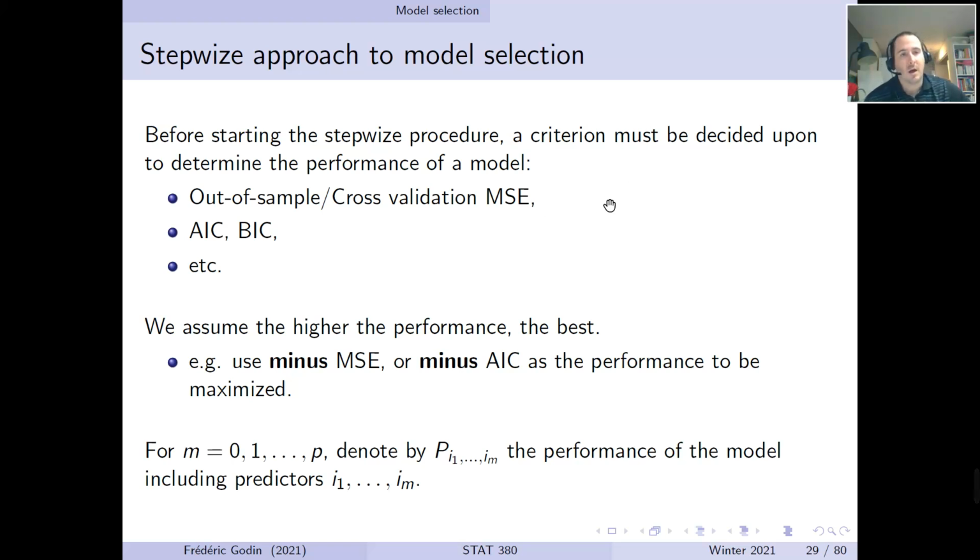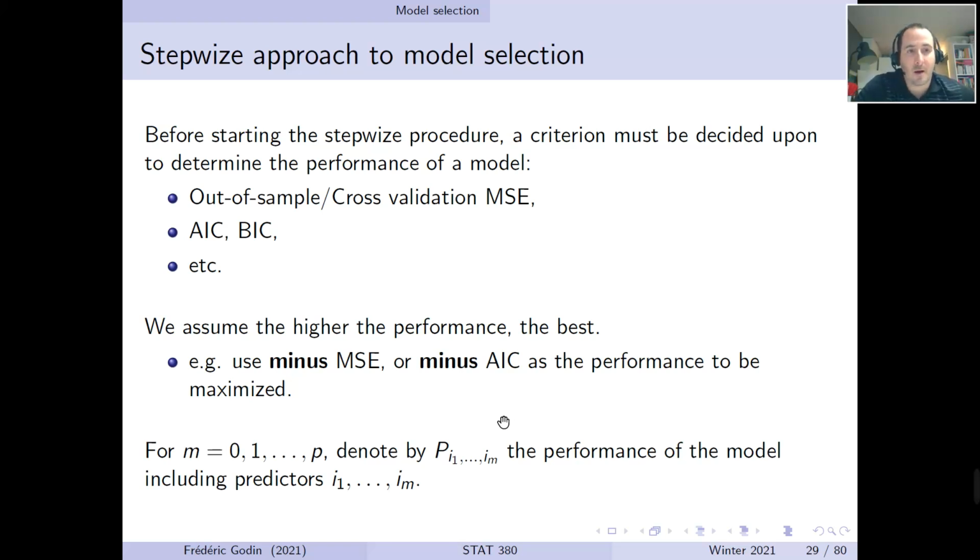There might be others, but just for now, let's assume we take one criterion, fix it, and then this is what we're going to use. Okay, so what we assume here is the higher the performance in terms of these criteria, the better. And the keyword here is higher. So we want to maximize the performance. So the performance will not be the MSE, the performance will be minus the MSE, or minus the AIC, okay? And we want to maximize the performance by minimizing the MSE or AIC.